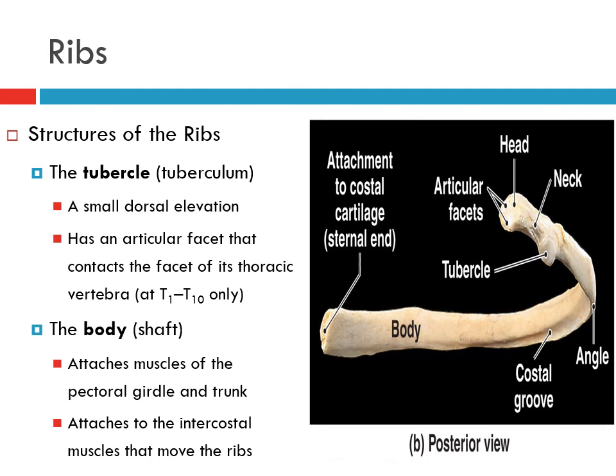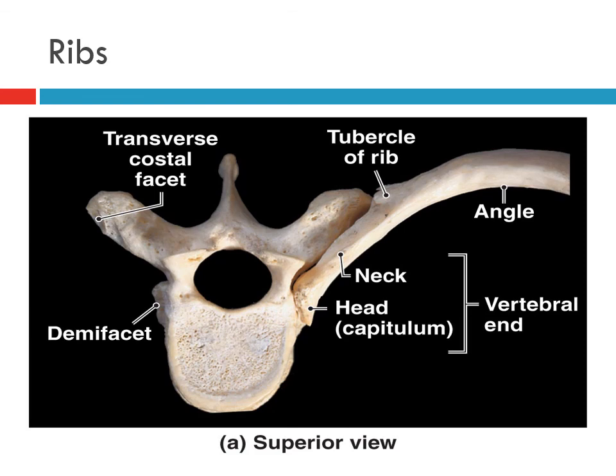So I went over all of that in the last slide. Here's a nice picture of how that rib comes into the thoracic vertebrae. This is the head of the rib, and it is articulating with the costal facet on the thoracic vertebrae, and then the tubercle of the rib, which is articulating with the transverse costal facet on the transverse process of the vertebrae.